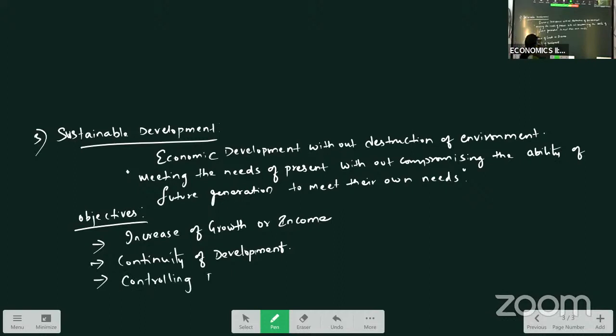Another objective of sustainable development is controlling degradation. Degradation means what? Environmental degradation. The environment is losing its quality, like soil is losing fertility, land is losing its fertility, natural resources are getting exhausted. So such environmental degradation should be controlled. That is one of the main objectives of sustainable development. So we can say development should not lead to environmental degradation, which is affecting the quality of life. And development should not reduce productivity in the long run.